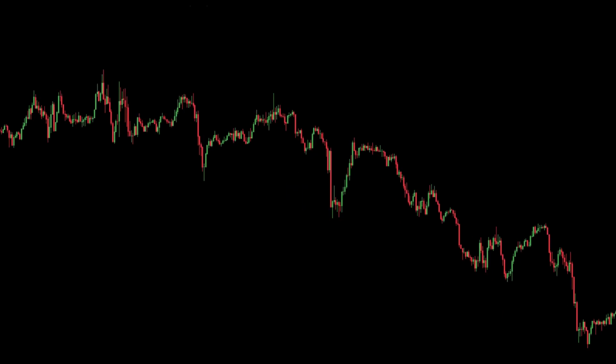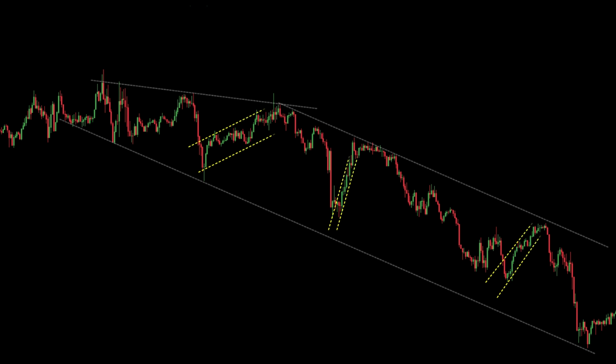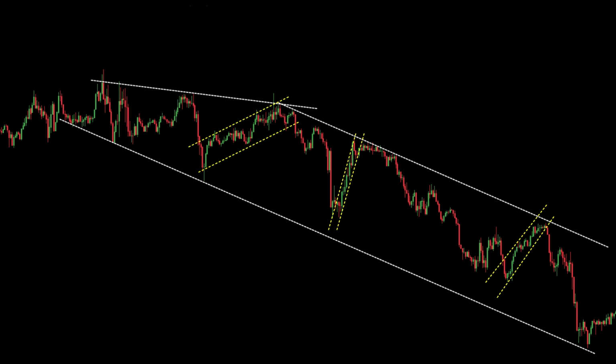Let's look at a practical example of microchannels. The first step is identifying the main channel on the chart. Once we recognize the overall market structure, we can then start looking for smaller structures within it, the microchannels. As you can see in this image, once we determine that price is moving inside a descending channel, our focus shifts to the formation of a bullish microchannel.